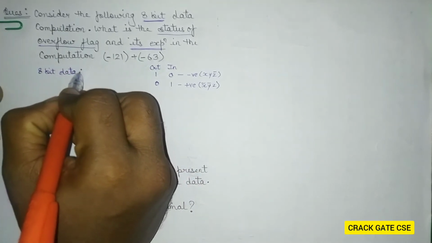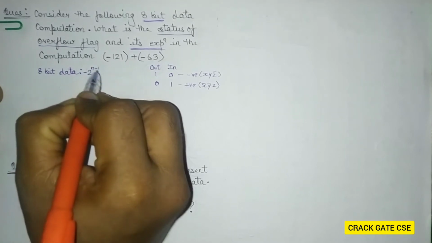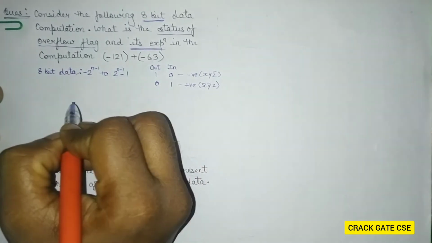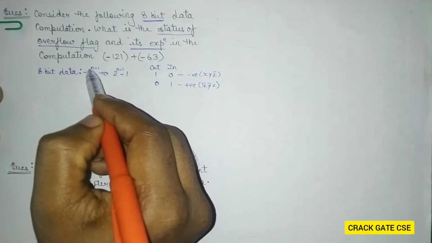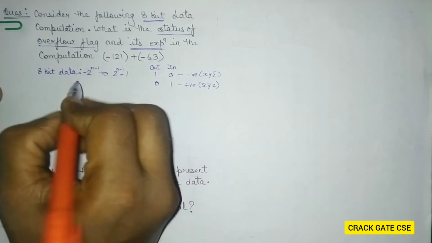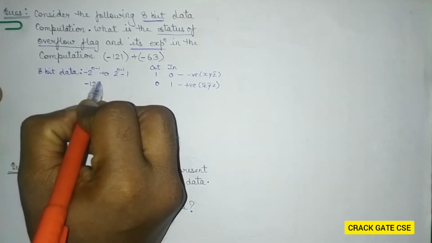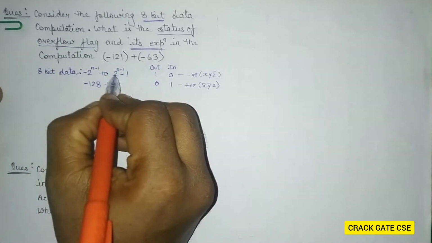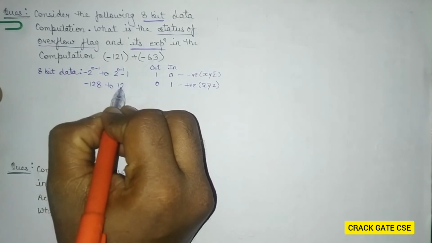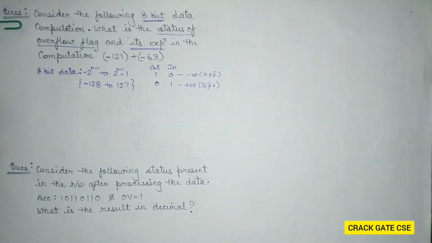In any of these ways you can identify whether data is signed or unsigned. The range for n-bit signed data is minus 2 to the power n minus 1 to 2 to the power n minus 1, minus 1. If I put 8 instead of n, it is minus 2 to the power 7, which equals minus 128, to 2 to the power 7 minus 1, that is 127. So the range is minus 128 to 127.